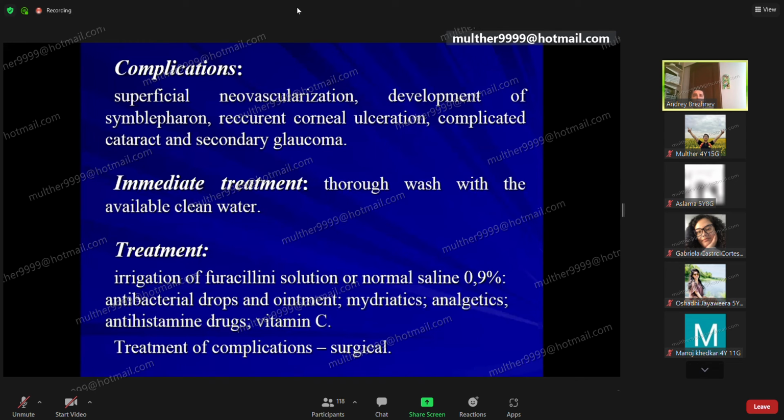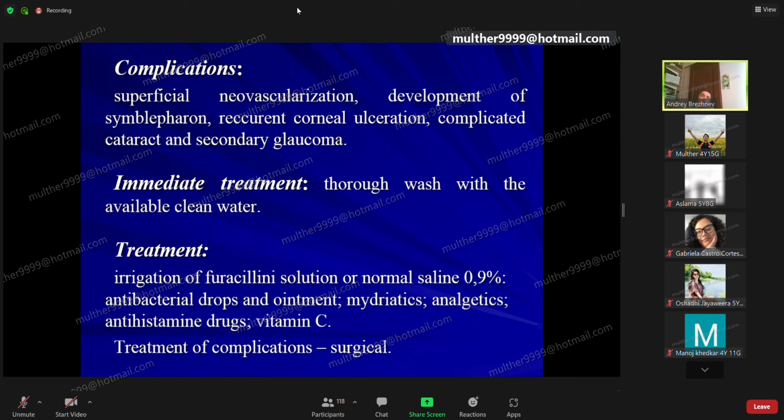What are the main complications of corneal chemical burns? Superficial neovascularization, development of symblepharon, which means adhesion between the conjunctiva of the eyeball and conjunctiva of the inner surface of the eyelid, recurrent corneal ulceration, complicated cataract, and secondary glaucoma.